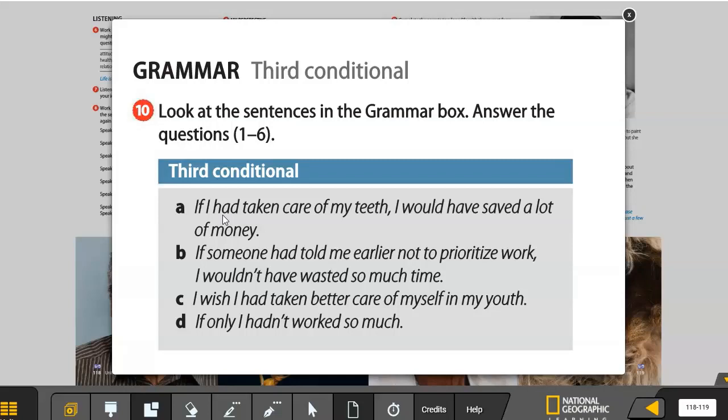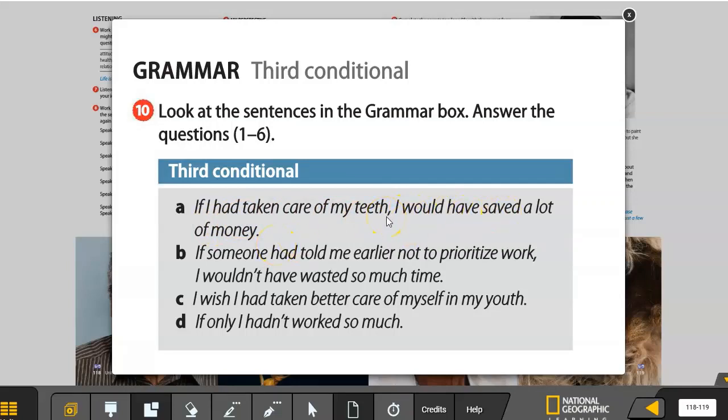Okay, third conditional, guys, we are talking about things that we can't change anymore. Okay, things that we should have done at a moment and we didn't do, or things that we shouldn't have done at the moment and then we did them. Okay, so we can't change anything. But this conditional works for expressing regrets. Regrets, remember, regrets, arrepentimientos. Okay, for example here, if I had taken care of my teeth, yeah, I would have saved a lot of money.